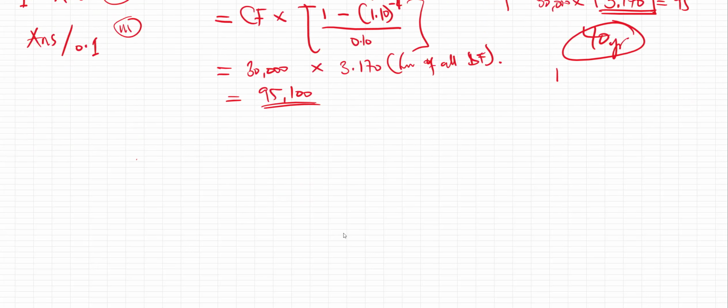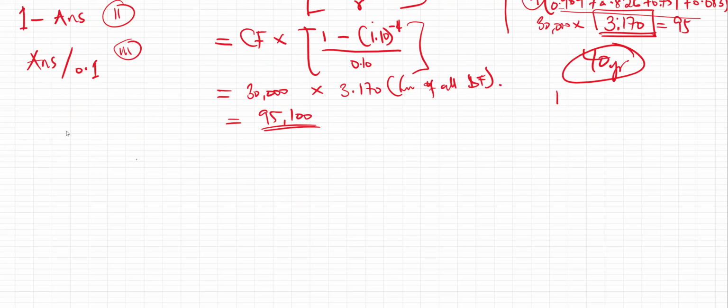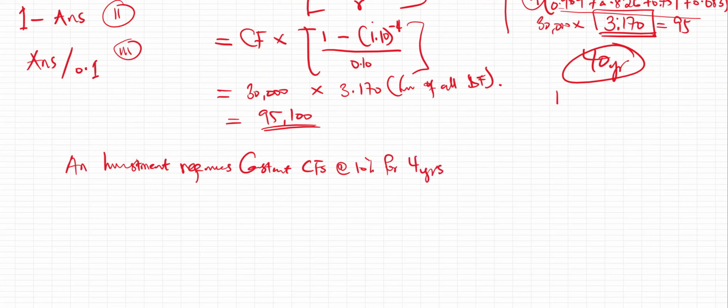So now we are saying that, look, an investment, look at this. An investment requires what? Constant cash flows. Are you getting it? Are you all following? So an investment requires constant cash flows at what? 10% for 4 years. Not so? To generate what?